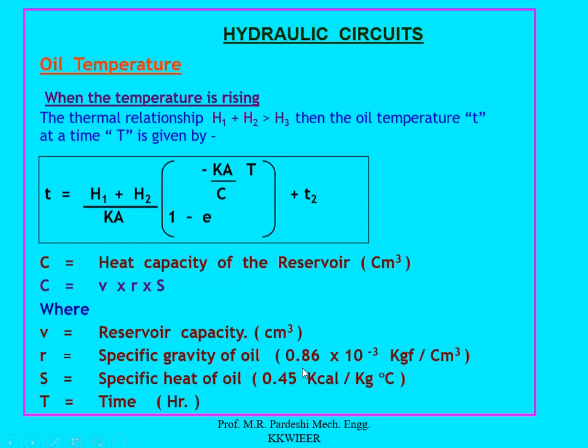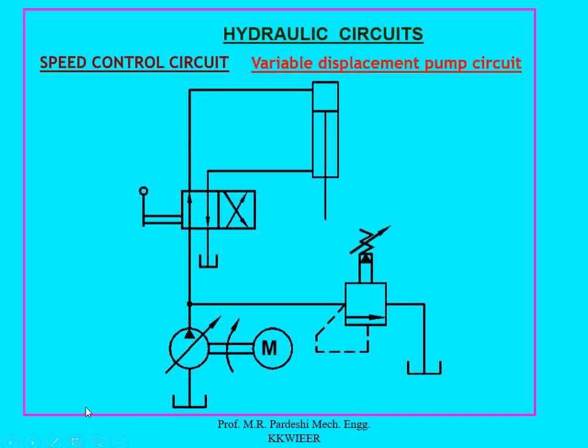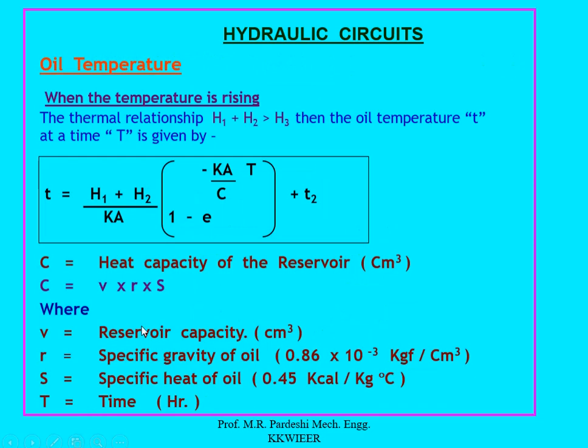Here C is the heat capacity of the reservoir, C equals V into R into S, where V is the reservoir capacity, R is the specific gravity of oil, generally 0.86 into 10 raised to minus 3 kgf per centimeter cube, S is the specific heat of oil, and t is the time. So this is how the oil temperature can be calculated.